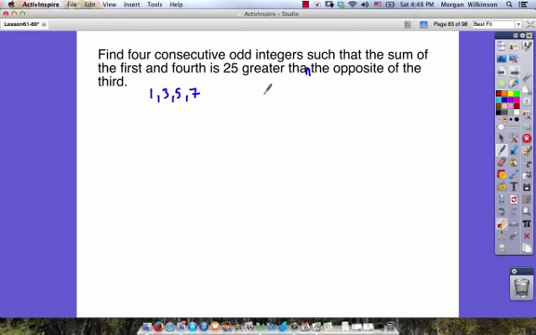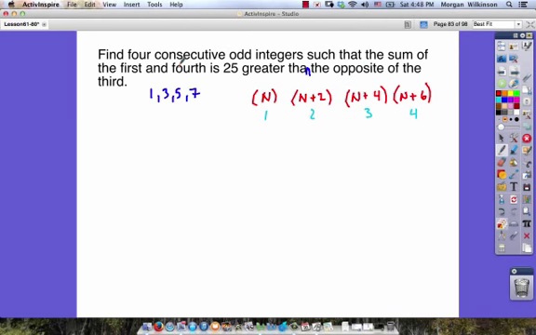So if we write that out, we're going to get an n for our first one. Our second one will be n plus 2. Then we have n plus 4. And finally n plus 6. So we've got our first number, second number, third number, and fourth number. Now we just need to write out our problem.